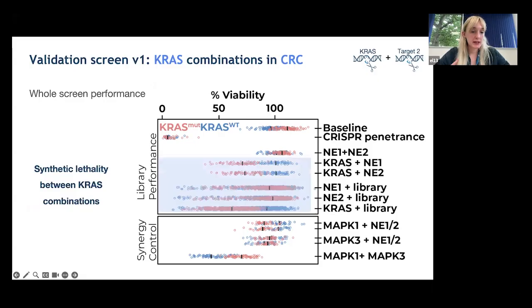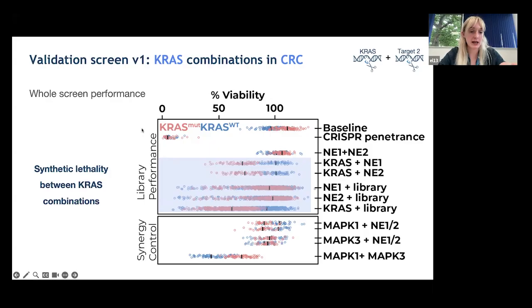Then finally, the actual tested library, looking into the combinations of interest that were identified in the pooled screen. What we can see, if you just look at this line here, where we've got KRAS paired with the library, there is a degree of synthetic lethality that can already be seen, more pronounced in the KRAS mutant lines. So we can see quite nicely that some of the combinations, at least that lie within this data set, are exhibiting synergy and will be validating what was seen in the pooled screen.